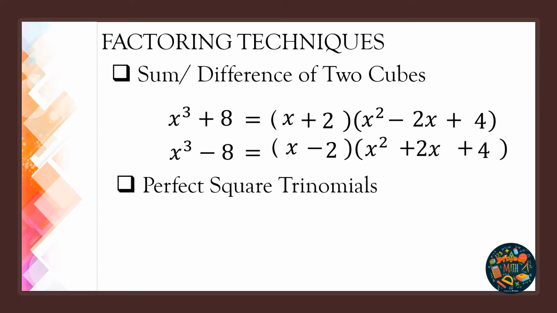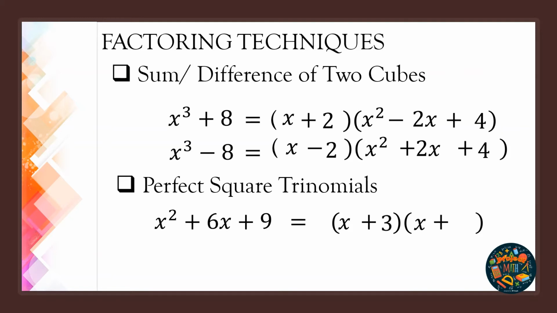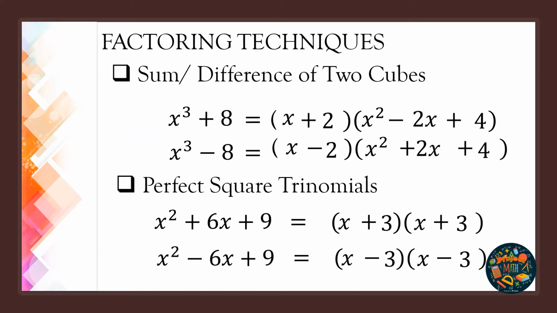Next is we have perfect square trinomials. Kung ang perfect square trinomial natin, ang middle term niya ay positive, so, ang pattern natin sa factors are both positive. Just simply, get the square root of the first term and get the square root of the last term. The square root of x squared is x and the square root of 9 is 3. Kapag ang middle term ng perfect square trinomial ay negative, then we have the pattern both negative in the factors. Okay? So, square root of the first term, x, and square root of the last term is 3. So, therefore, the factors are x minus 3 times x minus 3.